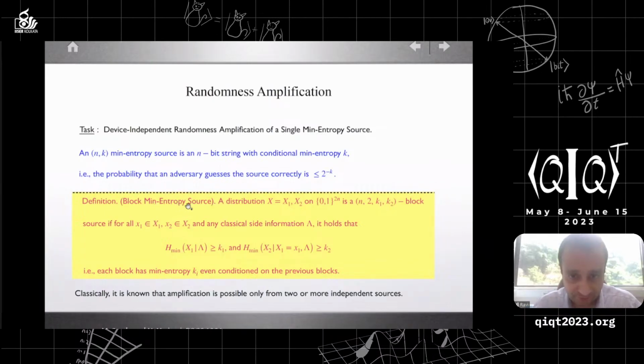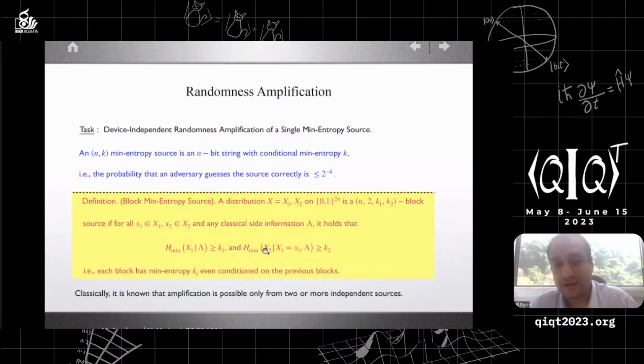A block min-entropy source is a distribution, say x equals x1, x2, which means you have two n-bit strings. x1 is an n-bit string, and x2 is another n-bit string. The idea is that x1 has some min-entropy k1, which means that the adversary, who has some classical side information lambda, meaning some classical variable that is correlated with x1, can guess x1 with maximum probability less than or equal to 2 to the minus k1.